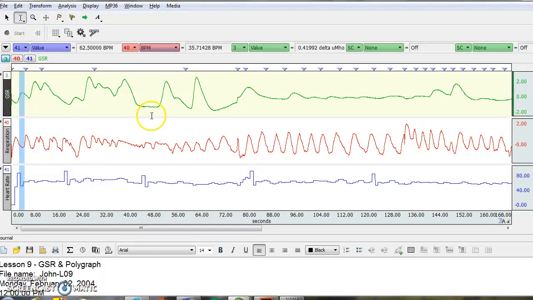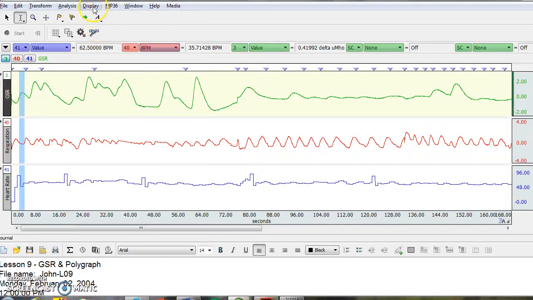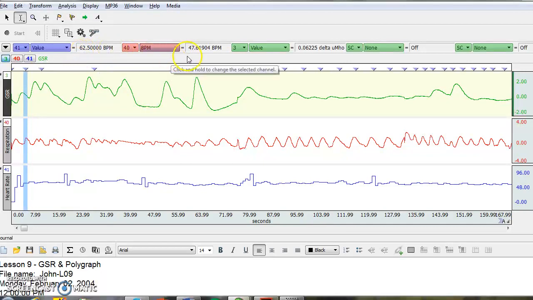Now, if you don't like the display like this, you can actually auto-scale the waveforms to make it look a little bit nicer. So I'm going to highlight this, and my baseline readings are 62 beats per minute, 47 breaths per minute, which seems like it might be a little bit high, and the GSR value is 0.062.